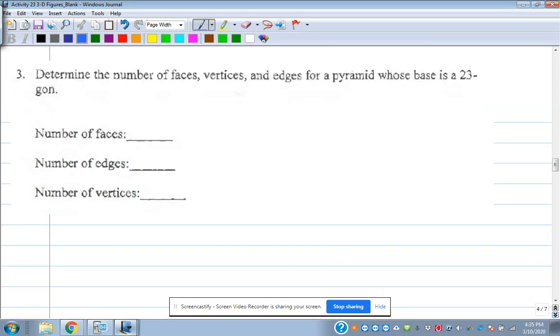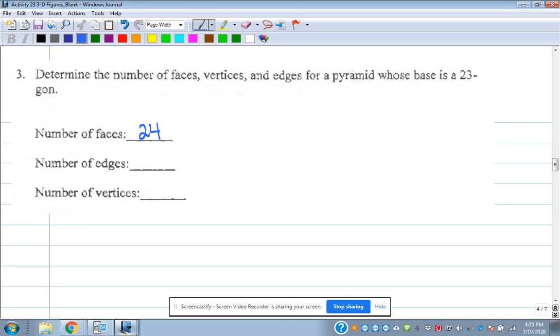Determine the number of faces, vertices, and edges for a pyramid whose base is a 23-gon. 24 what? Faces. Okay. Why? Explain to us why that's right. Yeah, you got a 23-gon that's laying on the floor, and then there's 23 triangles that make up the sides of the TP. That's what I picture. Anytime I picture a pyramid, I picture a TP. Yeah, so 24 is the correct one.